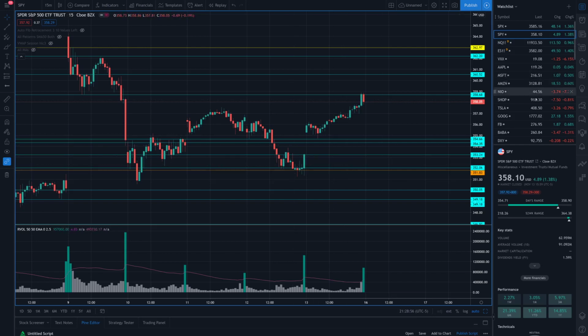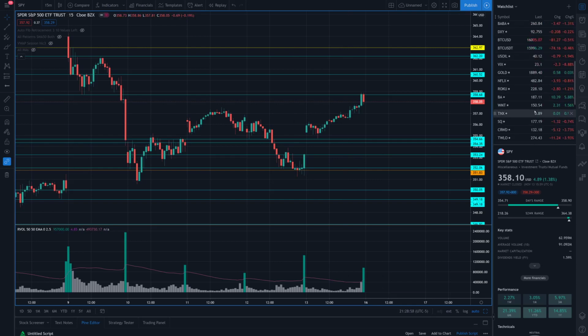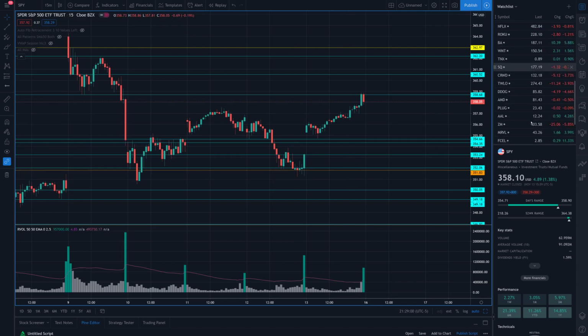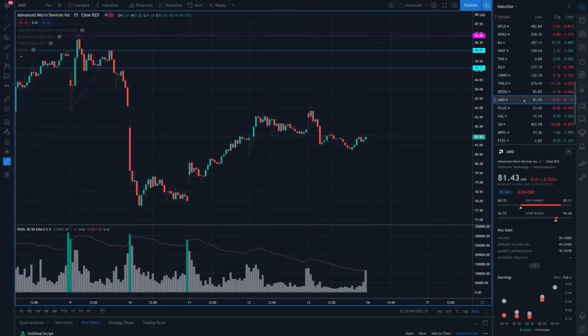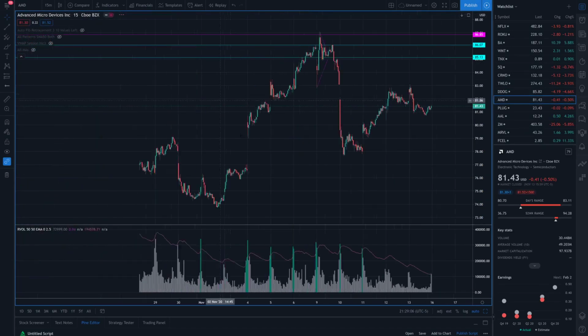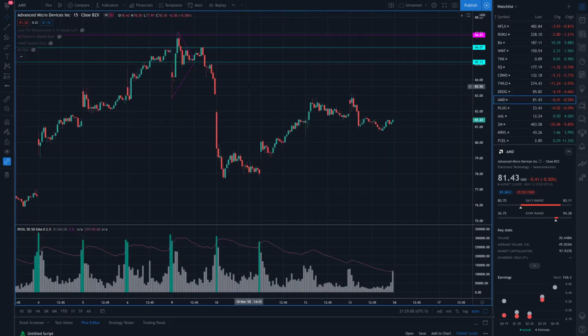Okay, so let's go to a different stock. Let's do a stock like AMD. So on AMD's chart, we can see, and I just want to define what support and resistance is.